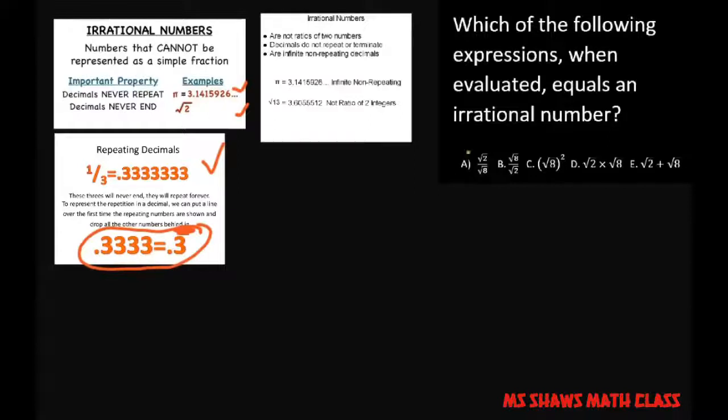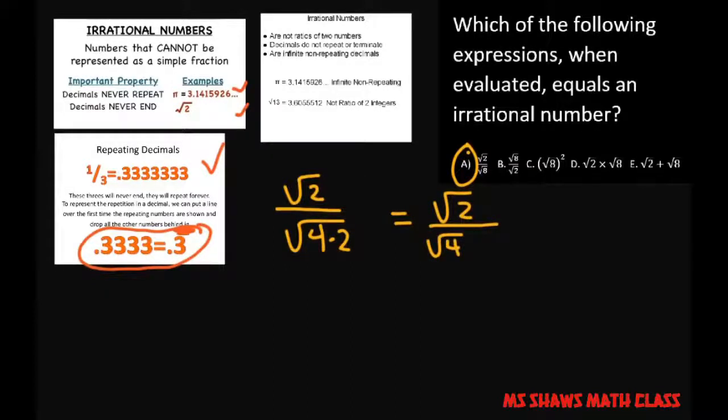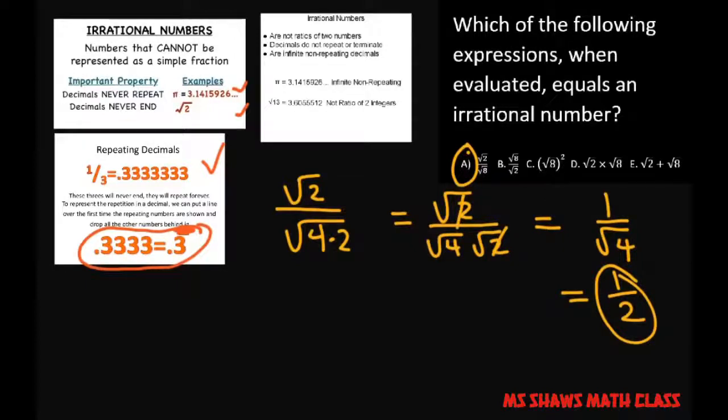So let's try A. So the first thing I'm going to do for A is write square root of 2, and then the square root of 8 can be written as 4 times 2. So that's going to equal square root of 2 times the square root of 4 times the square root of 2, which equals, these 2 will cancel. When you divide them, they equal 1. 1 divided by square root of 4, and that equals 1 divided by 2. Now, that's not an irrational number because it can be represented as a simple fraction.